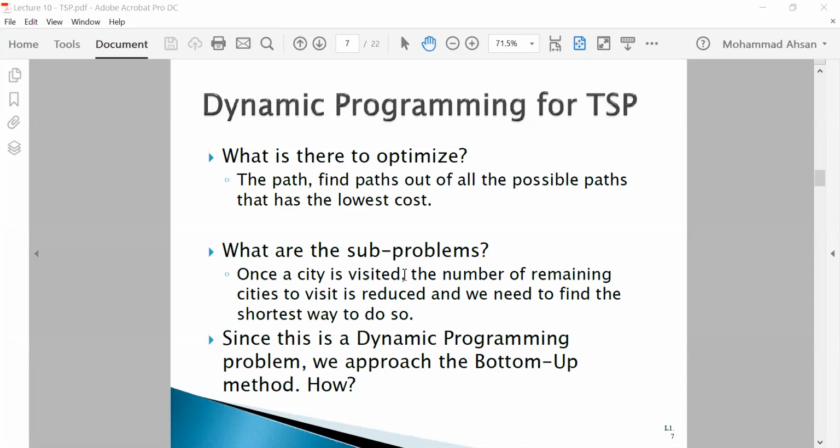So, two things. What are our subproblems? Once we select a city, we are left with n minus 1 cities to find the shortest tour. Then, how do we calculate in a bottom up method? For that, let's look at the next slide.